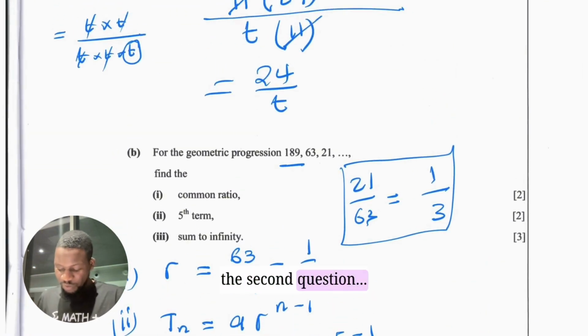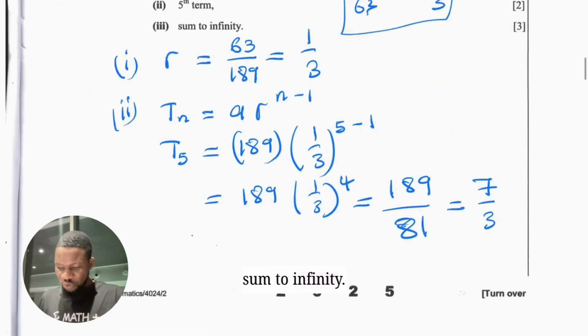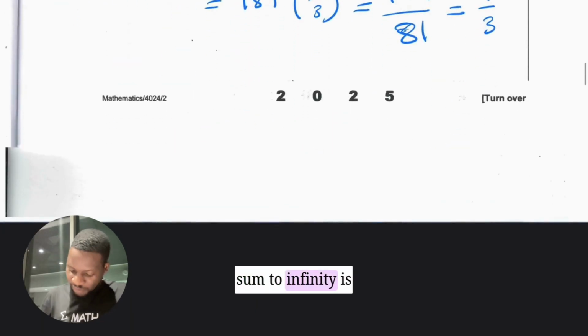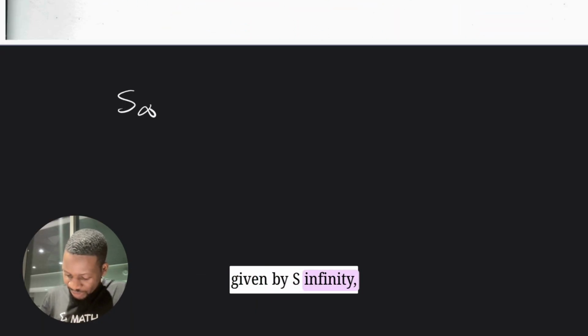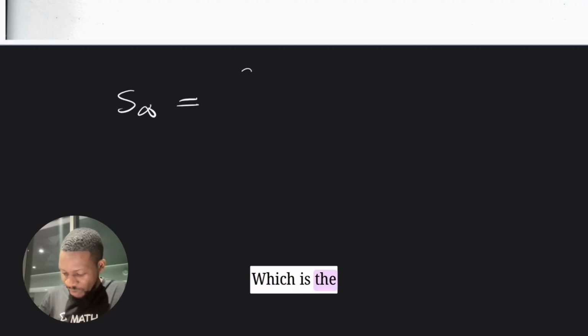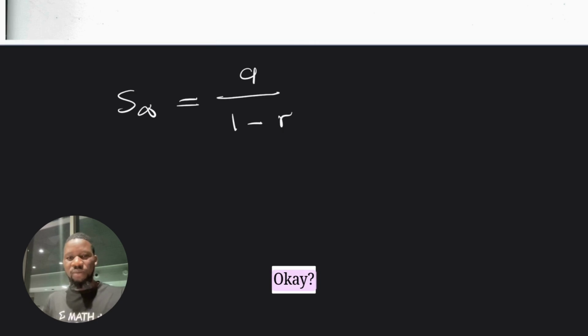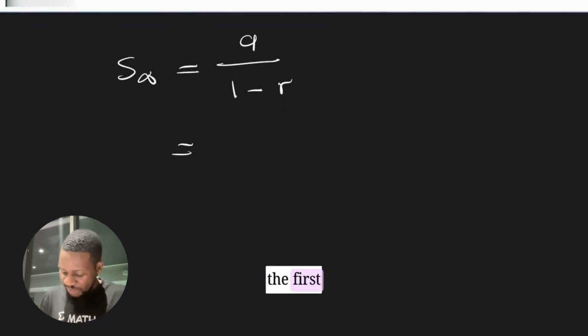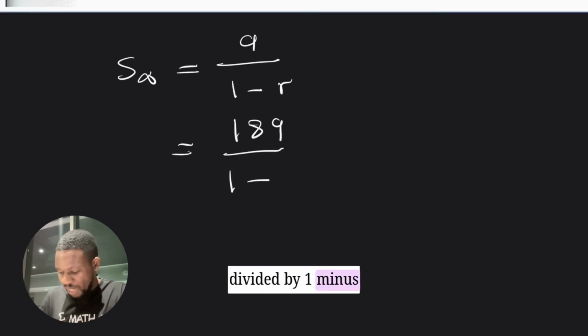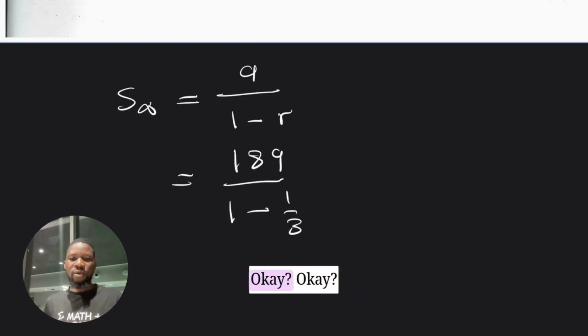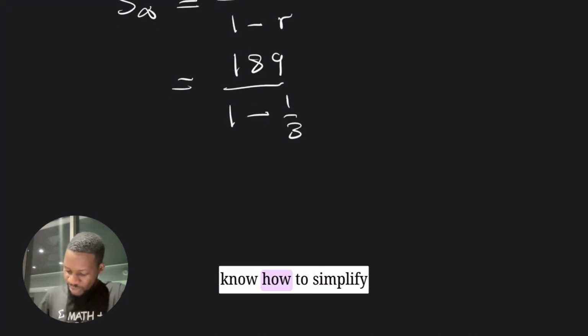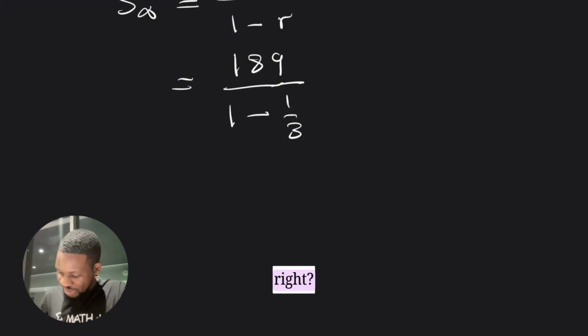so the last question says sum to infinity. So sum to infinity is given by s infinity, right? Which is the first term divided by 1 minus the common ratio. Okay, so here again, the first term is 189 divided by 1 minus the common ratio, which is 1 divided by 3. Okay, so you know how to simplify these fractions, right?